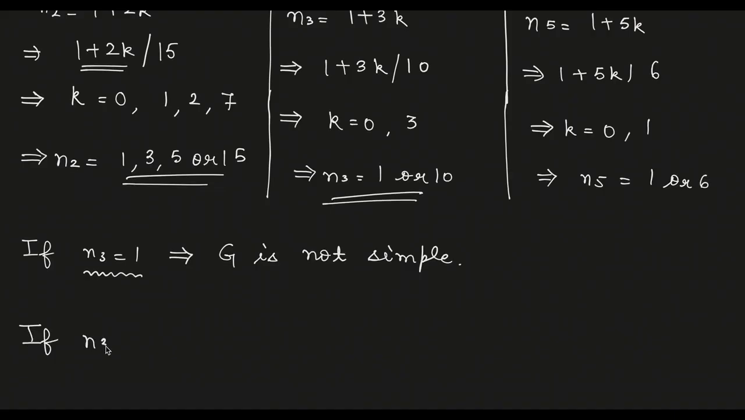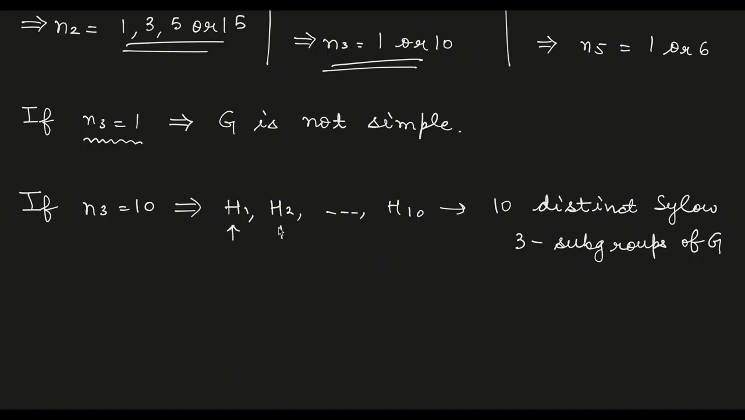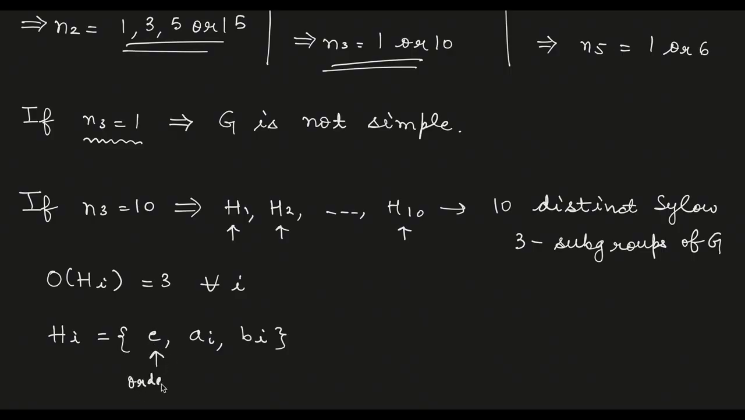Now if n3 is equal to 10, it means there are 10 Sylow 3 subgroups. So H1, H2, and so on till H10. These are 10 distinct Sylow 3 subgroups of G. And each has order 3. Order of Hi is equal to 3 for all i. So Hi will contain which type of elements? It will definitely have one identity, because it is a subgroup, and the rest of the elements can be like ai and vi. It can be anything. So this one identity has order 1, and the rest of the elements will have order 3.